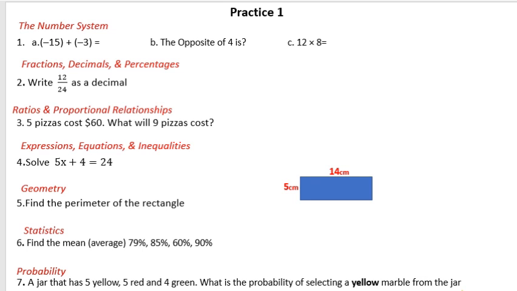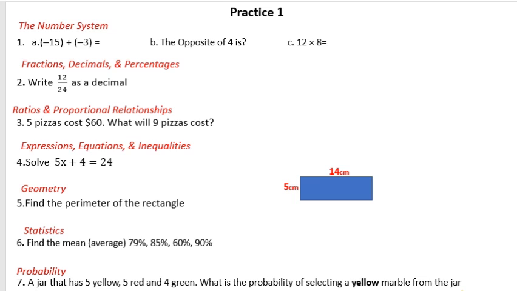Alright, let's get started on practice 1. Alright, so we're starting with number systems. And number 1A says negative 15 plus negative 3.